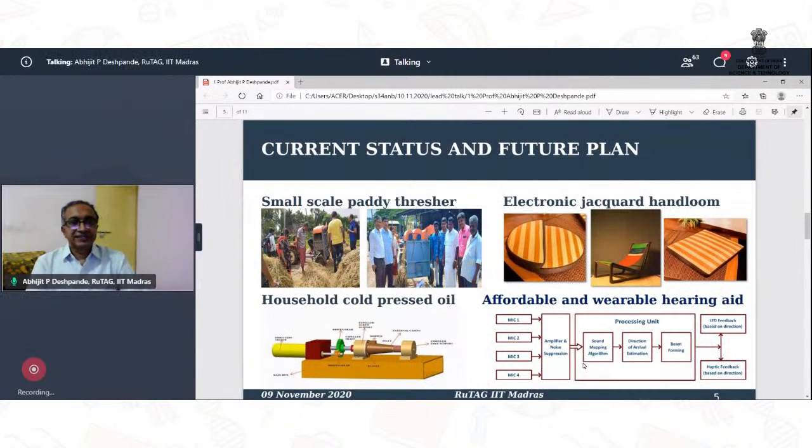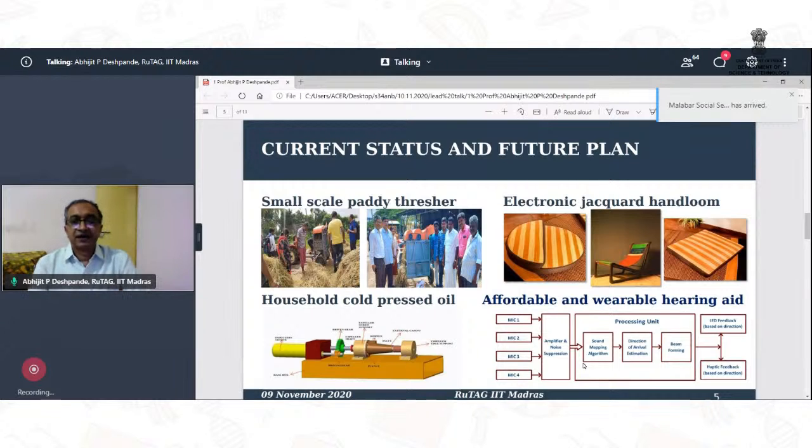So the current status, as I mentioned, for the small-scale paddy thresher is that we are already into the second generation and ready for dissemination. This can also be taken up by an MSME or any other sector in terms of manufacturing on a large scale. The second generation also takes into account the ease of fabrication. So not only have we kept in mind the engineering from the point of view of performance, but also fabrication itself.